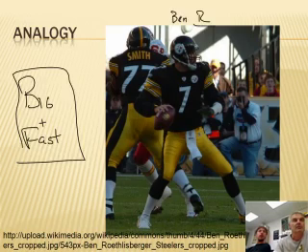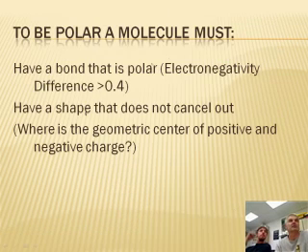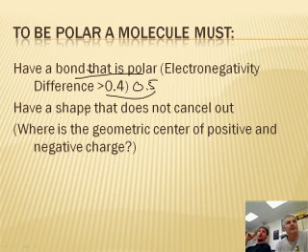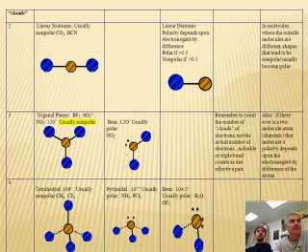Okay. So 2 qualities are what we're looking at. So here's what I said. The polar molecule must have a bond that is polar. The electronegativity difference is greater than, shouldn't it be 0.5? 0.5, I think. It's kind of in that range. I've seen it written either way. 0.5, and it must have a shape that does not cancel out. Okay. All right, and we say that there's a geometric center of positive and negative charge. You'll see that in an example in just a minute.